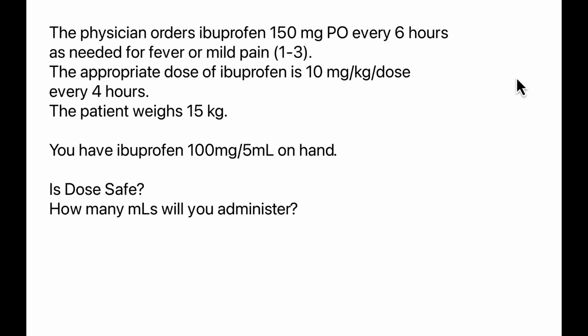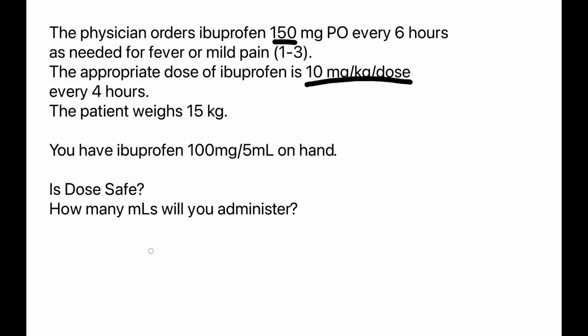So let's work through one more example. In this example, the physician orders ibuprofen, 150 milligrams, to be given every 6 hours. The dose of ibuprofen is 10 milligrams per kilogram per dose. In this case, the patient weighs 15 kilograms, and our concentration of ibuprofen is 100 milligrams per 5 mLs. So is the dose safe? Well, in this case, we don't need to figure out a range because we're given a specific dose. And all we need to know is does this dose match the dose in the drug book?